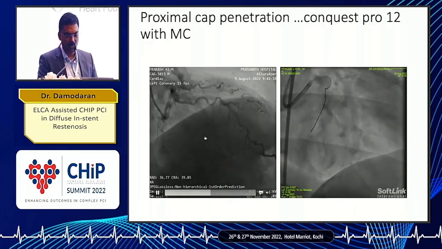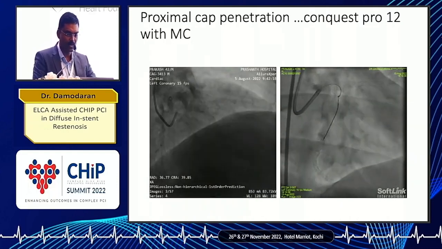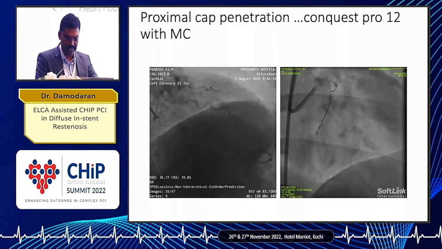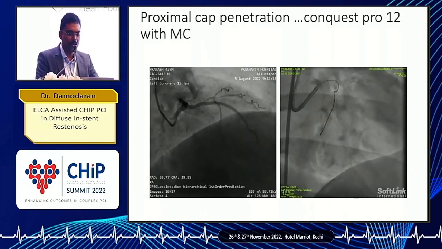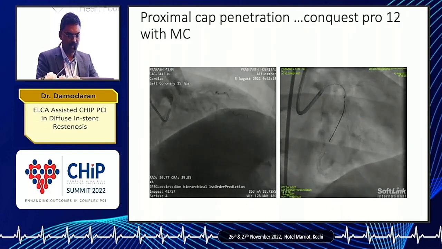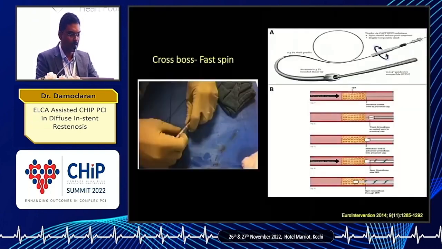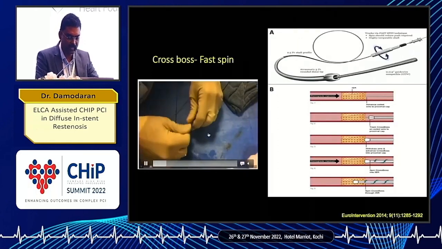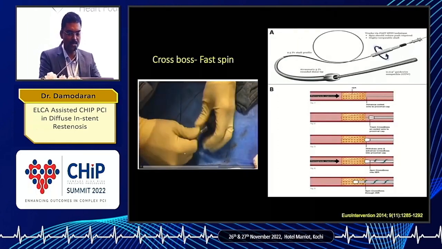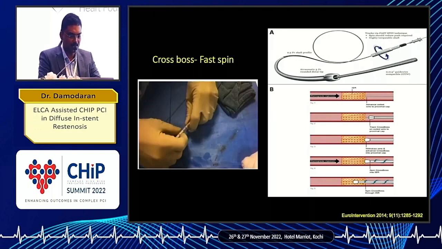So what I did, the proximal cap I penetrated with the Conquest Pro with the microcatheter. I think it is a Fine Cross or something. Then after advancing this wire for some time, obviously it went under the stent. So I had to go with the Crossbar here, because this is the one indication in the APCTO for the Crossbar, for the ISR. So this is just a demonstration.